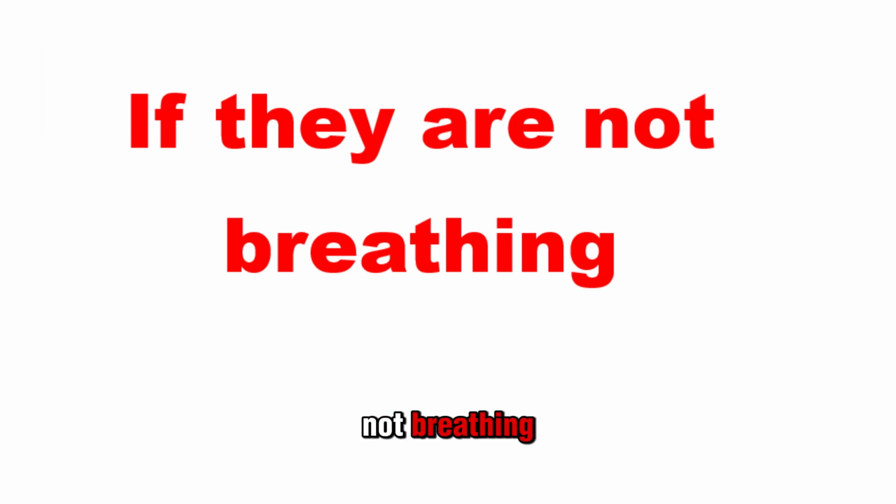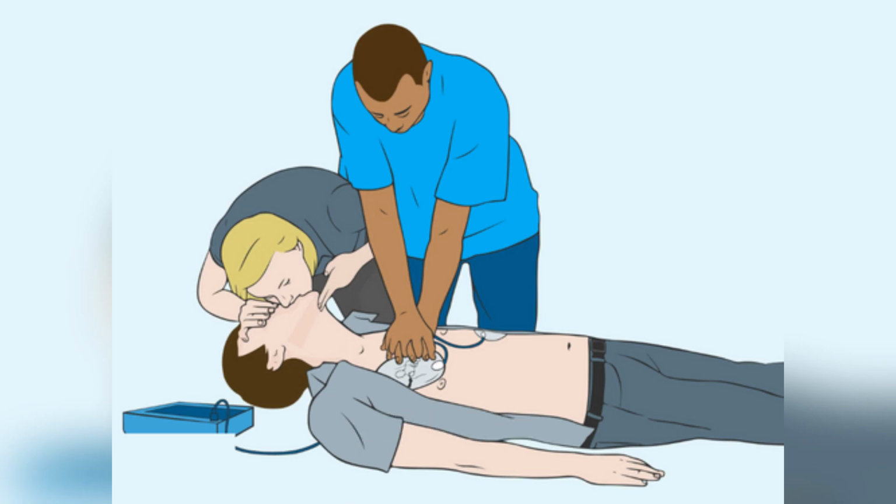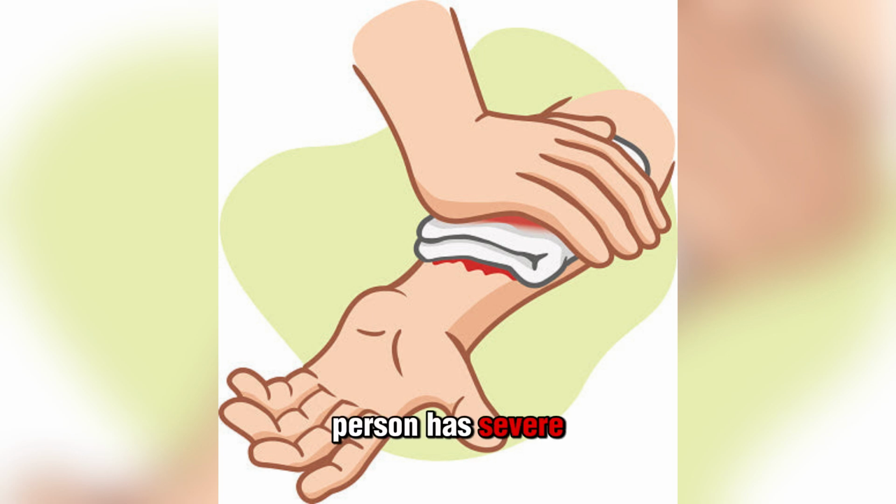If the person isn't breathing, the circulation step often means starting CPR. But if the person has severe bleeding, you have to stop the bleeding immediately so they'll have as much blood left in their body to circulate as possible. Once you stop the bleeding, you can then start CPR.